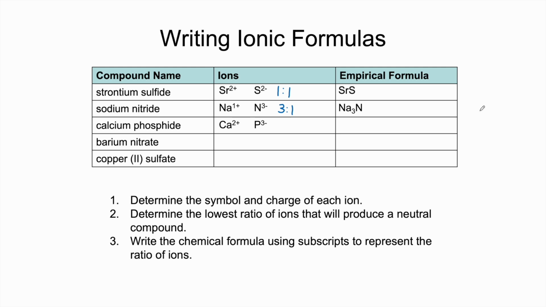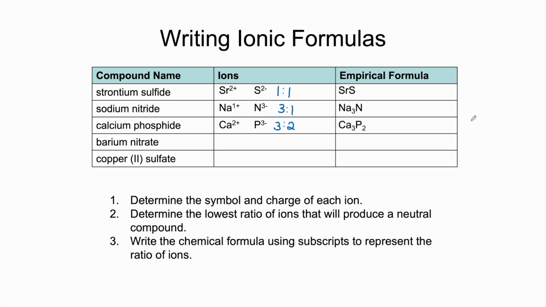Well, remember, the lowest common multiple between 2 and 3 is 6. So to get our charges to add up to 0, we would need 3 of our +2 calcium ions and 2 of our -3 phosphide ions, a 3-to-2 ratio. So our empirical formula is Ca3P2.